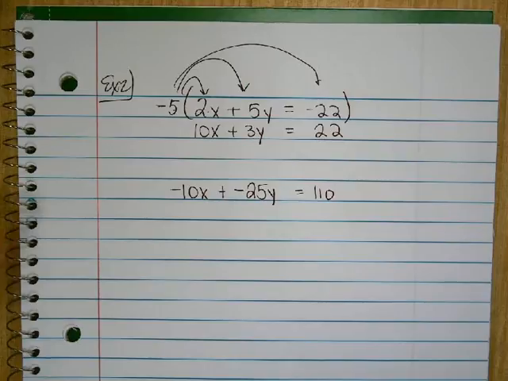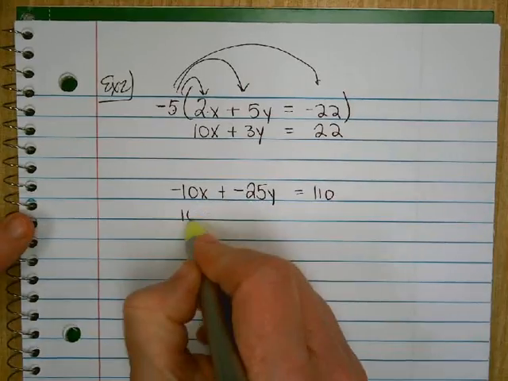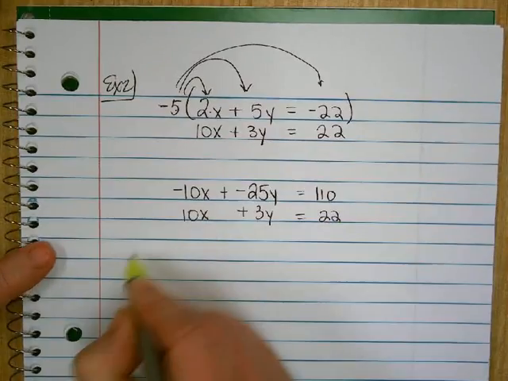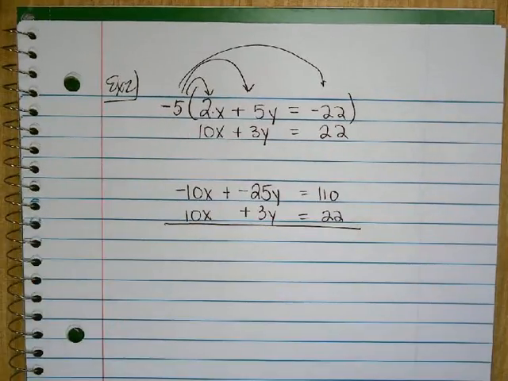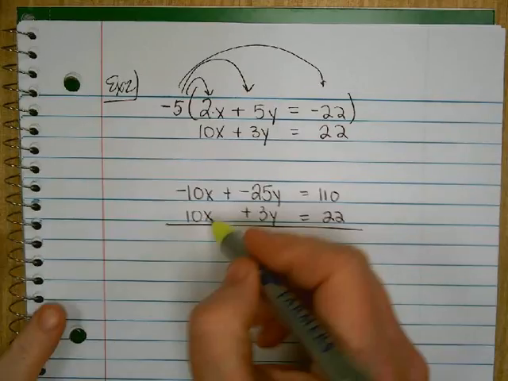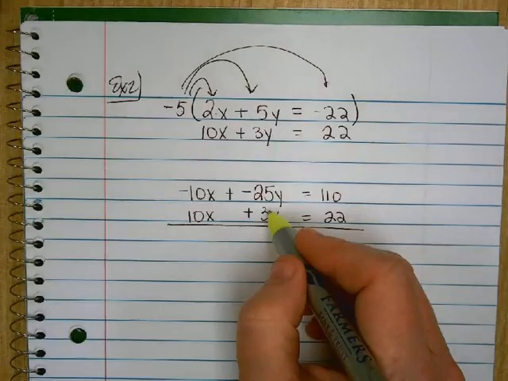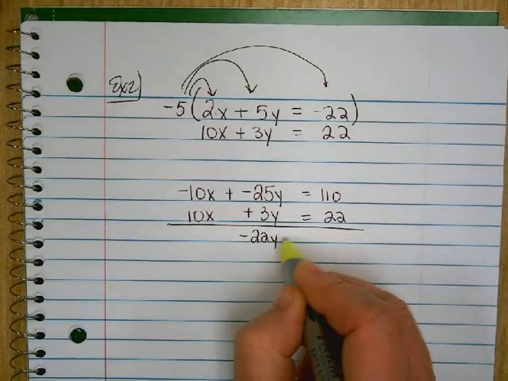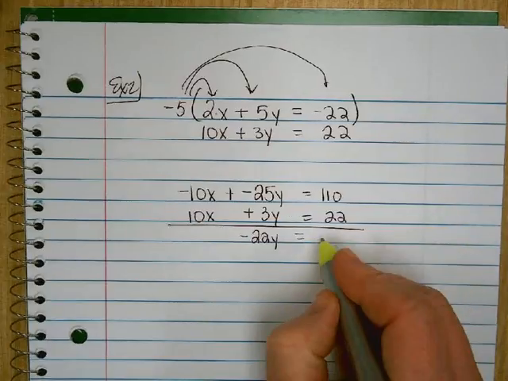The second equation remains the same. I just recopy it. And now I have something that will eliminate. My x values will eliminate, and when I combine those, I get 0. And here I get negative 22y equals 132.